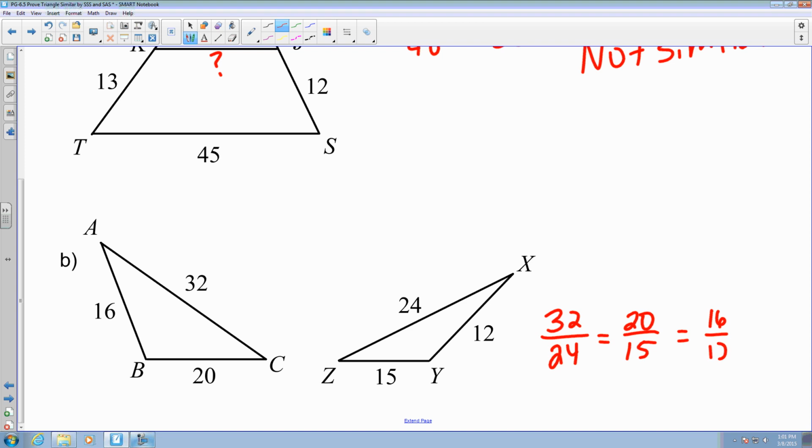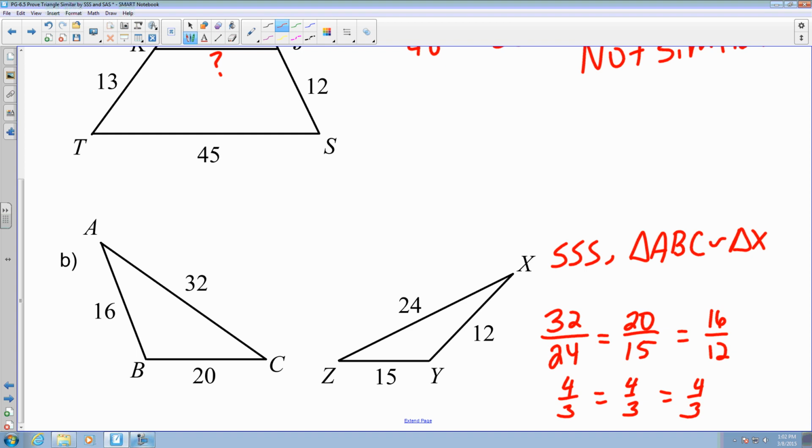16 over 12. So I need to reduce 32 over 24, and that gives me 4/3. And 20 over 15 is also 4/3, and 16 over 12 is also in fact 4/3. So since they're all the same ratio, they're proportional. So I can say yes, because of side, side, side, triangle ABC is similar to triangle XYZ.